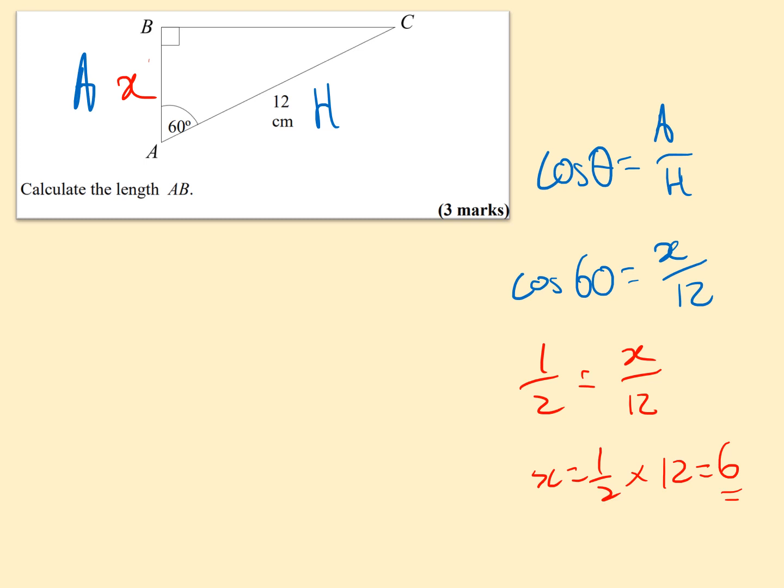Okay, make sure you do a reality check in these questions. You've done all this work. Is 6 a reasonable number? Yes, it is, because my hypotenuse is 12. That's the longest side in the triangle, so it needs to be shorter than that. It's not ridiculously small, so I'm happy you've done the right thing there.